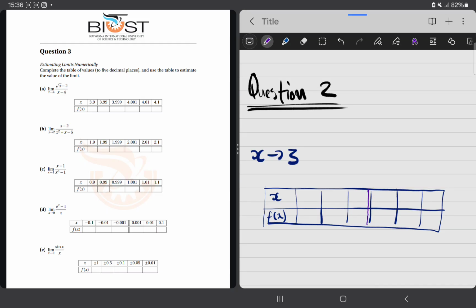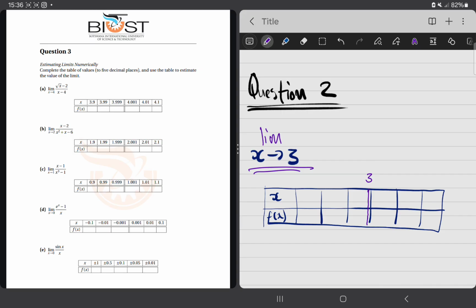So I'm going to put values in my column. Now, I always look at what I'm approaching. Is the limit as x is approaching 3, whatever it's h or x or q? Look at what it's approaching. It's approaching 3. So 3 is going to be somewhere here, and we are going to look at the values which are just before 3 and just after 3.